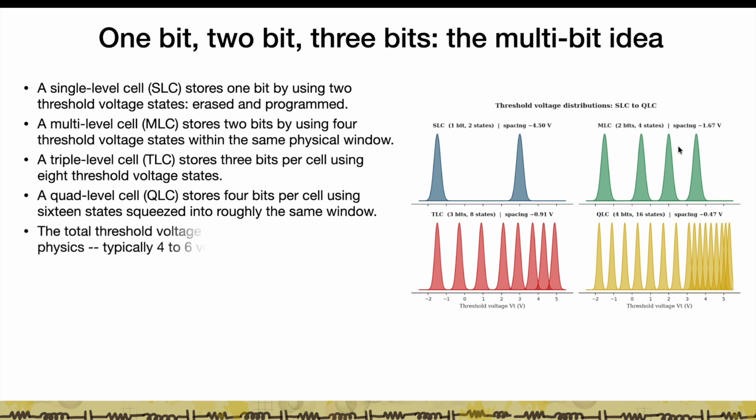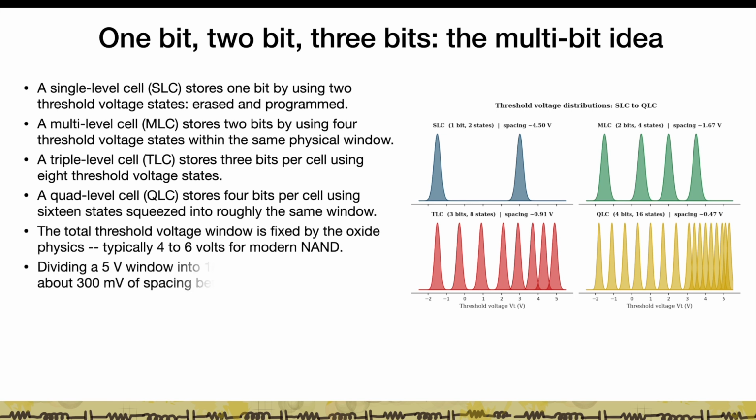Now, when you go to 8 states, the spacing between adjacent distributions is now less than 400 millivolts. A threshold voltage shift of 200 millivolts, easy to accumulate from just a few hundred program erase cycles, or a single neighborhood cell write, can push a cell's threshold voltage past the boundary between adjacent states.